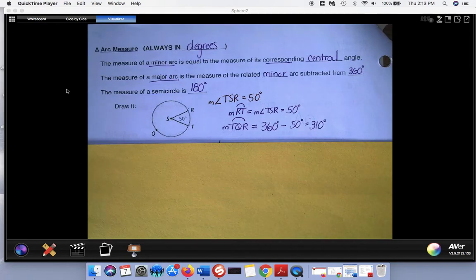The measure of a major arc can be found by what is shown here. You take its related minor arc and subtract it from 360 degrees, the total degrees in a circle. But there are other ways to find it as well. A semicircle always has a measure of 180 degrees.